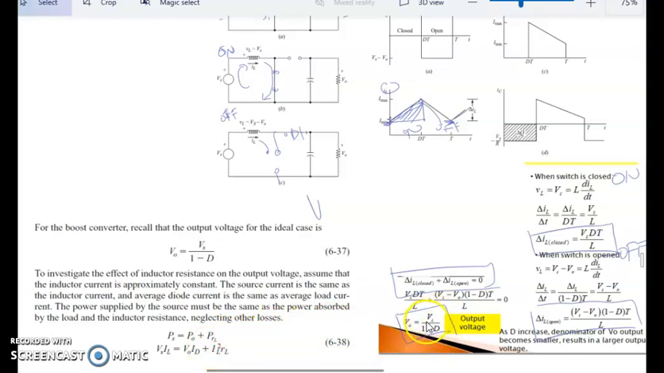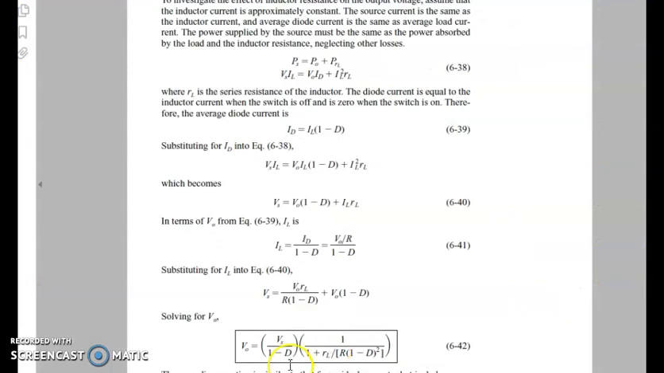Ideally, the output voltage depends on Vs over 1 minus D, but when we involve the losses that happen due to the inductor resistance, the new formula will become V naught equal to Vs divided by 1 minus D, times 1 over 1 plus RL, the resistance of our inductor, divided by R times 1 minus D squared. So this is the formula that is involved when we consider the resistance inside our inductor. So this is how we generate this formula.